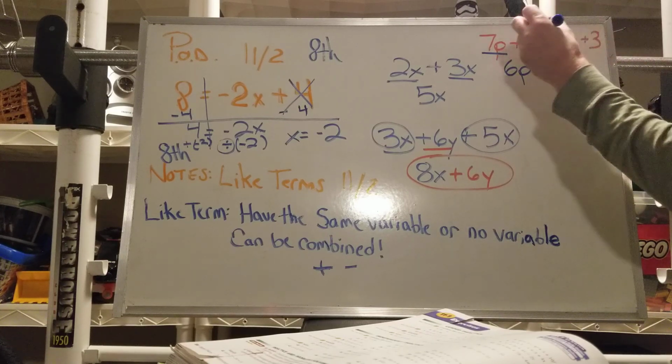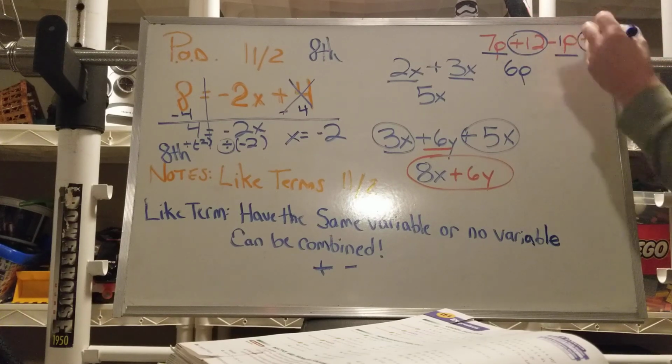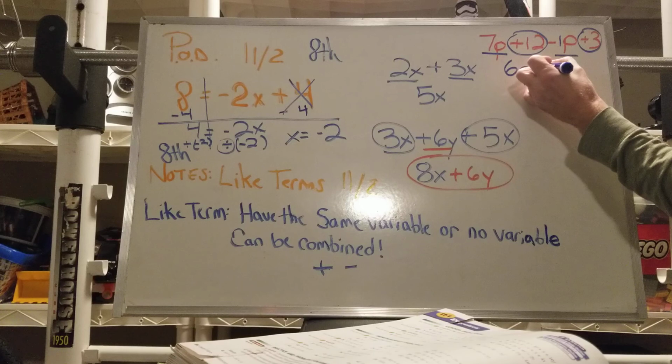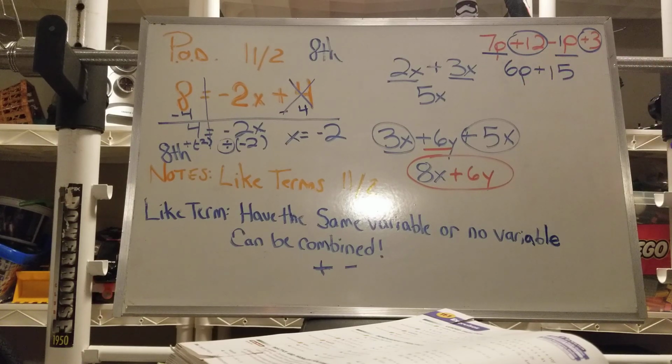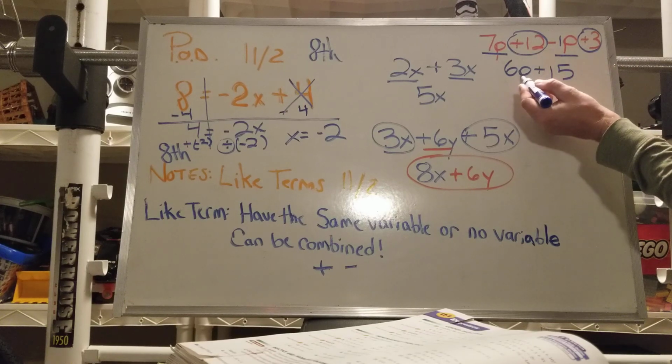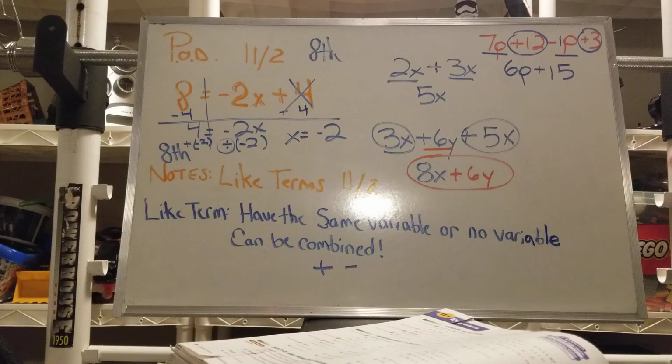And then I have a 12 with no variable and a 3 with no variable. And if I add those together, I get 15. All right? And there's my answer. I can't combine those. One has a variable and one doesn't. So these are now called unlike terms, which means we're done with the problem. All right? So that's all there really is to those.